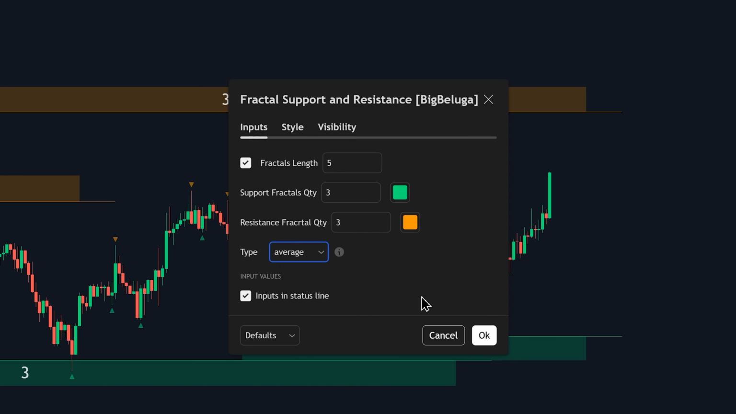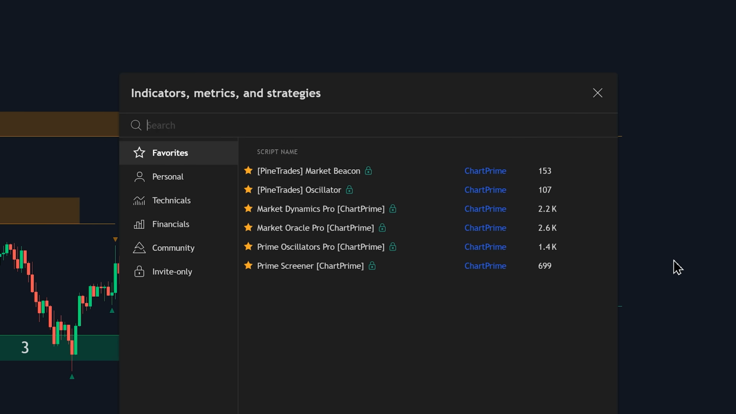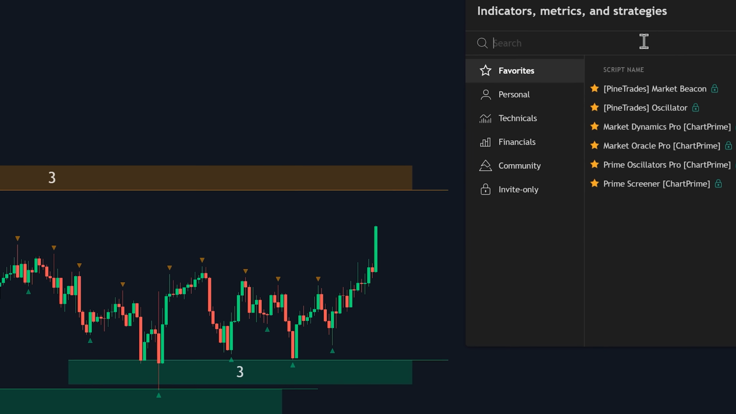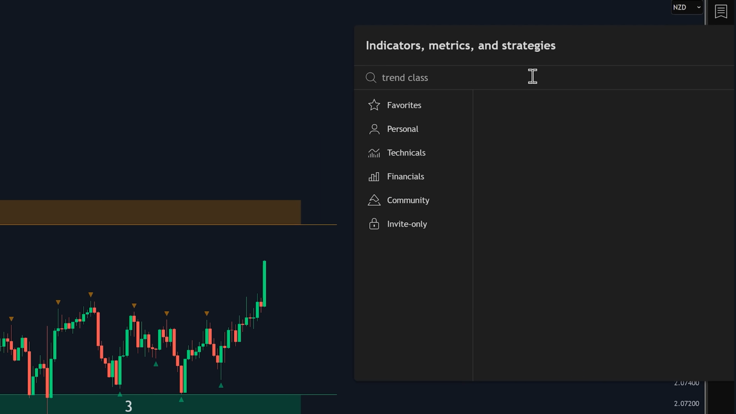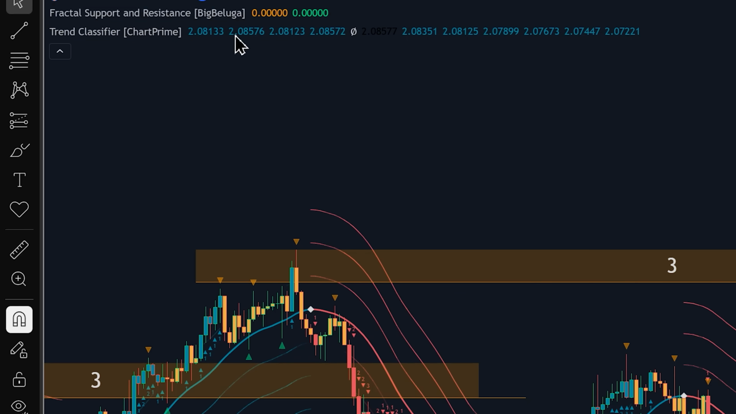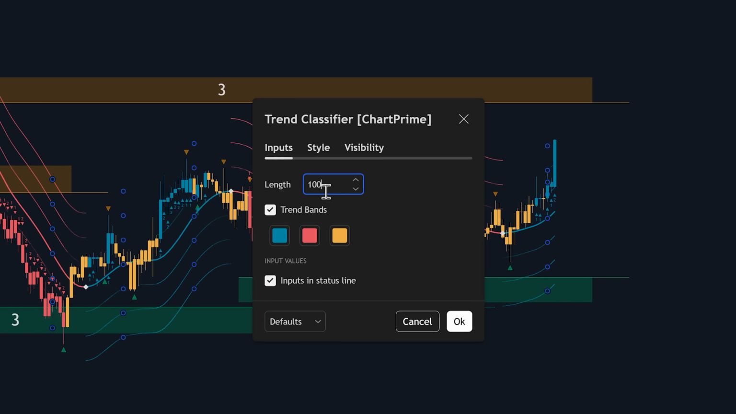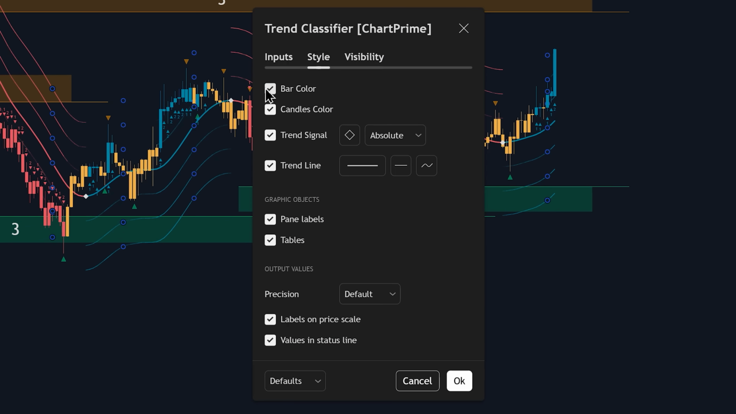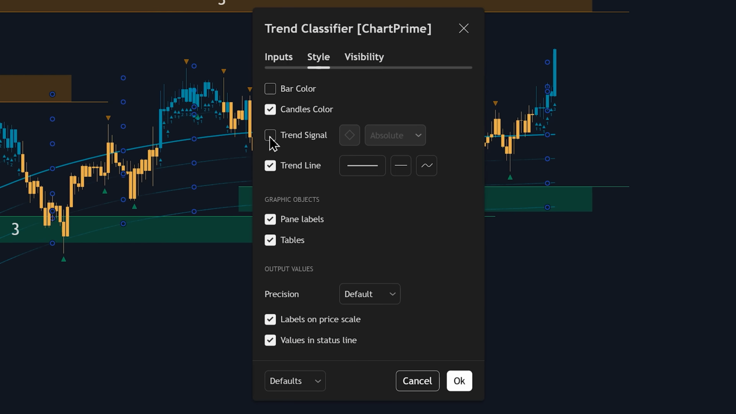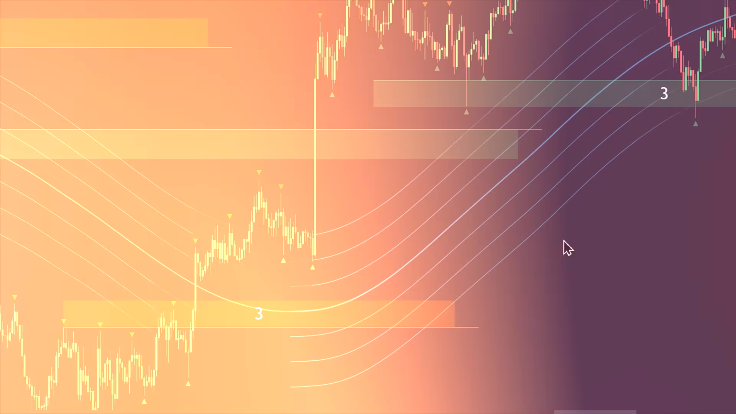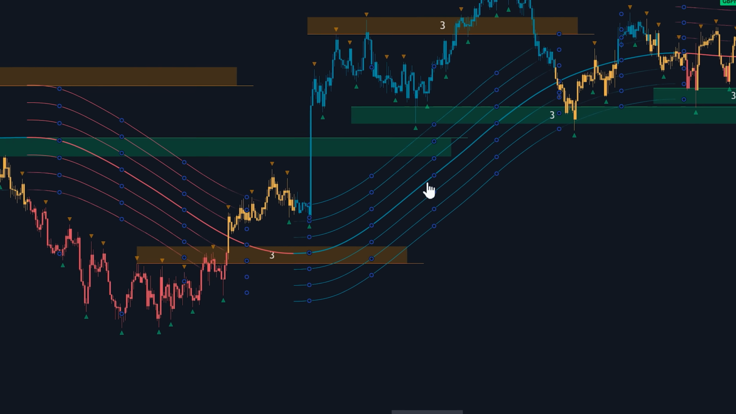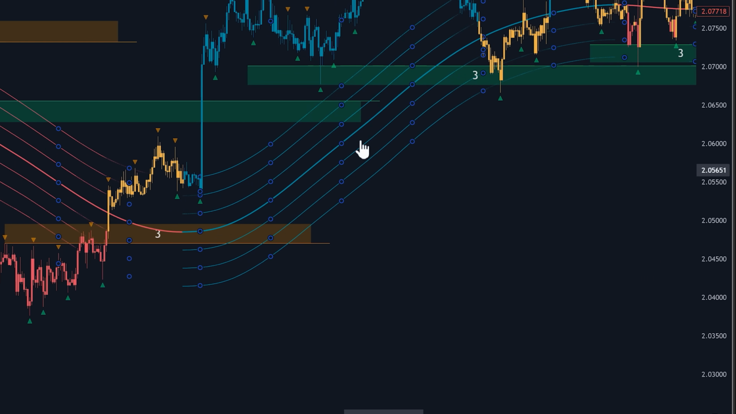Now we're going to layer a trend filter on top so the setups make sense in real time. Add Trend Classifier by Chart Prime, then open its settings and set length to 100 on the Inputs tab. On the Style tab, turn off bar colors, turn off the trend signal, and disable the pane labels since the focus here is purely on the ribbons and the strength readout. Click OK, then right-click the indicator and bring it to front so the teal, red, and orange styling sits cleanly over price.